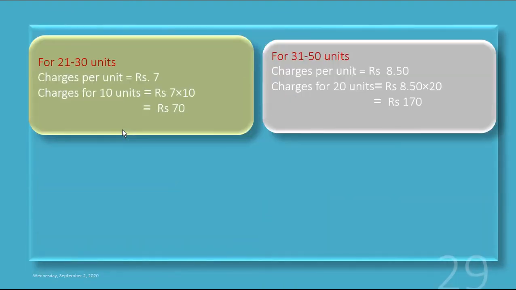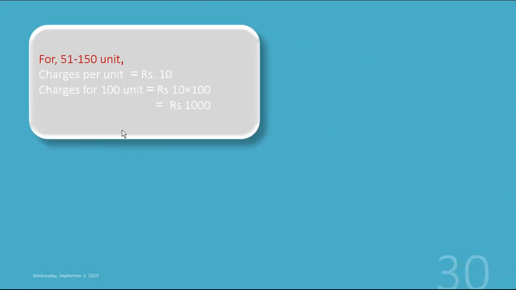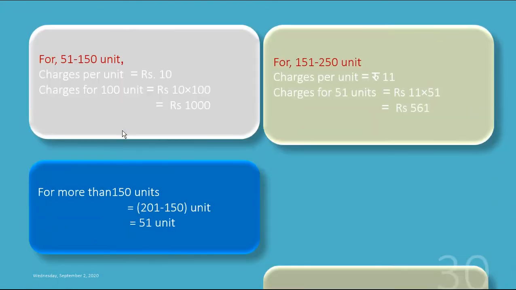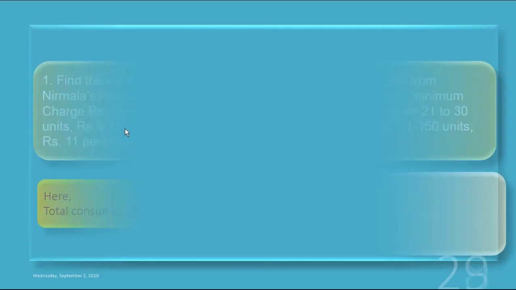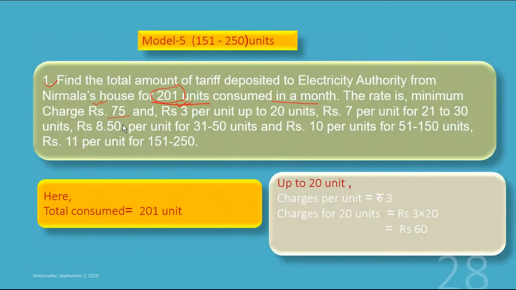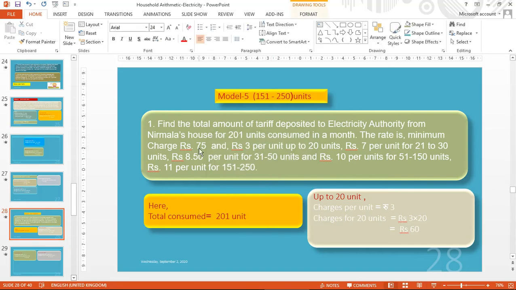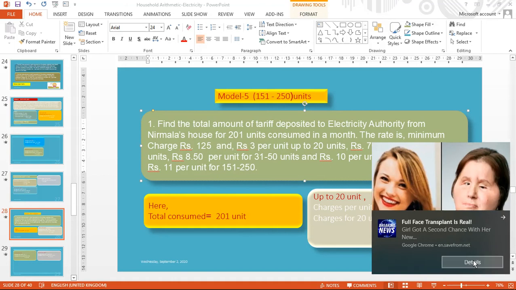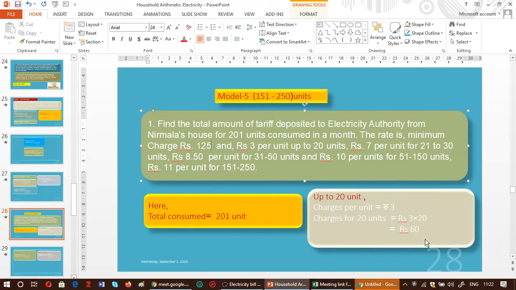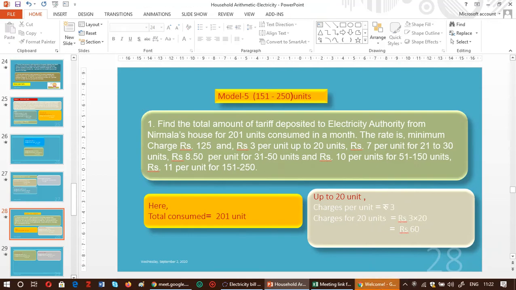What is the minimum charge? Do you know what the minimum charge is? No response. Sir, it is the amount of money which we need to pay even if we aren't consuming any electricity. My question is, for 201 units, what is the minimum charge? If the total consumption is 201 units, then what is the minimum charge? My question is that.